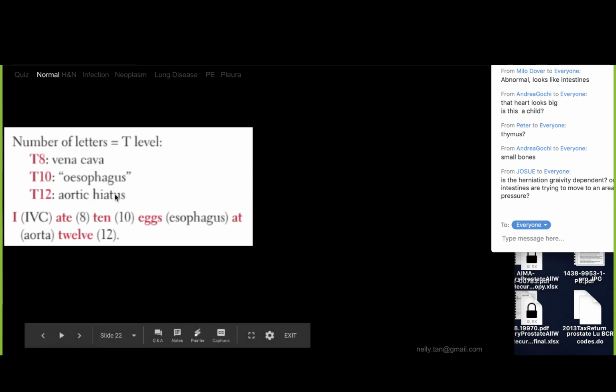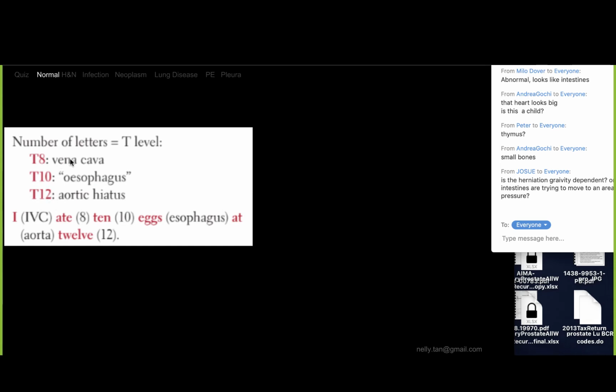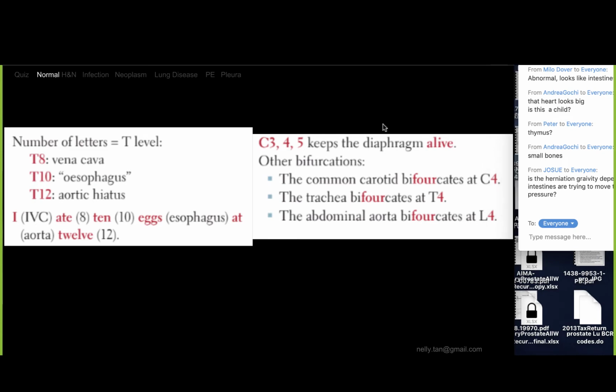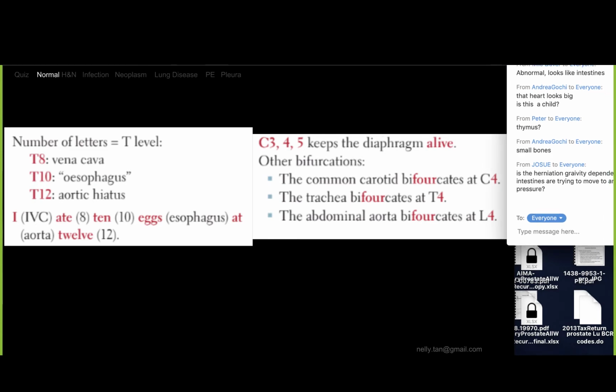So the levels: the aortic hiatus is the most inferior and posterior at T12, and the IVC comes out at T8 and T12. This is from First Aid. And then C3, 4, 5 are the nerves that innervate the diaphragm. So if you have problems with the phrenic nerve, then you can get paralysis.